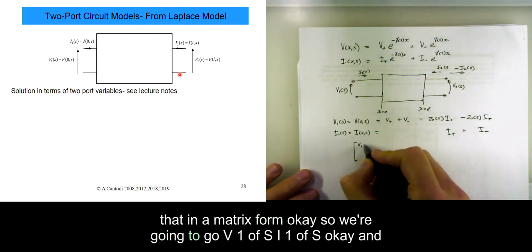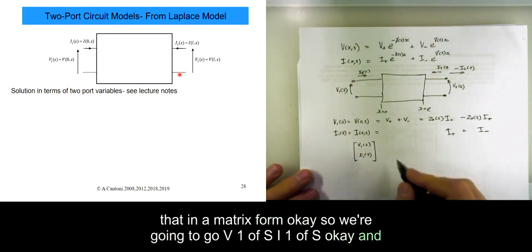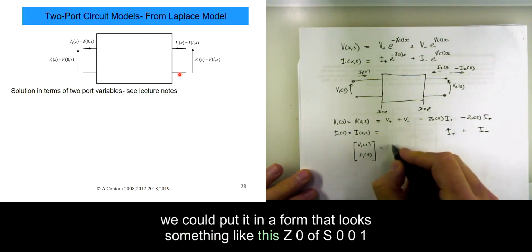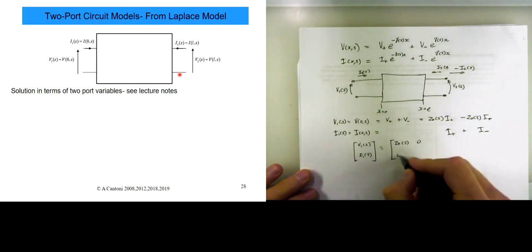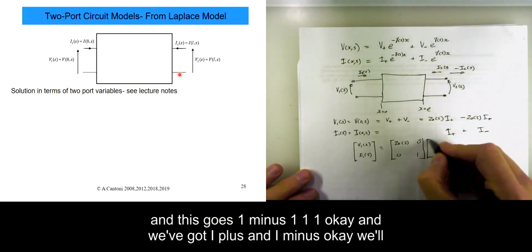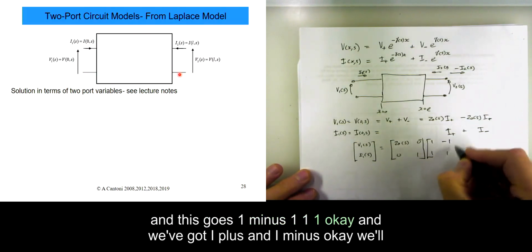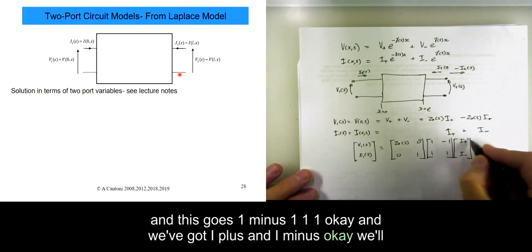Okay, so we're going to go V1 of s, I1 of s, and we could put it in a form that looks something like this: Z0 of s, 0, 0, 1, and this goes 1, minus 1, 1, 1. And we've got I plus and I minus. We'll call that 1.